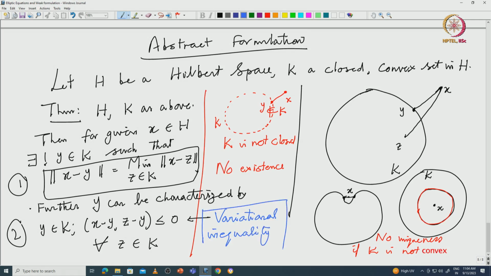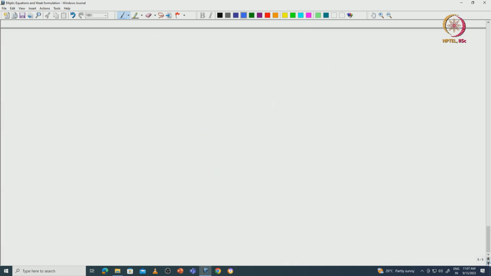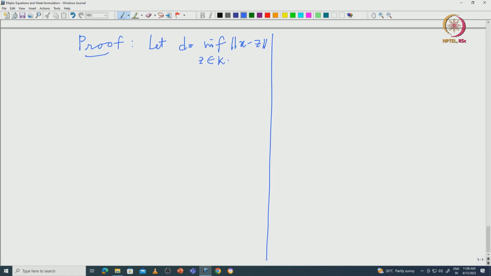Okay. So you have your proof there. Let me give a quick proof of that, and you verify the steps. Any minimization problem, so proof. Let D be equal to that minimum, or infimum, norm of X minus Z. I call it infimum. The moment you want to attack a minimization problem, you look for the minimizing sequence. This is the definition of the infimum. So let Zn belong to K such that norm of X minus Zn goes to D.